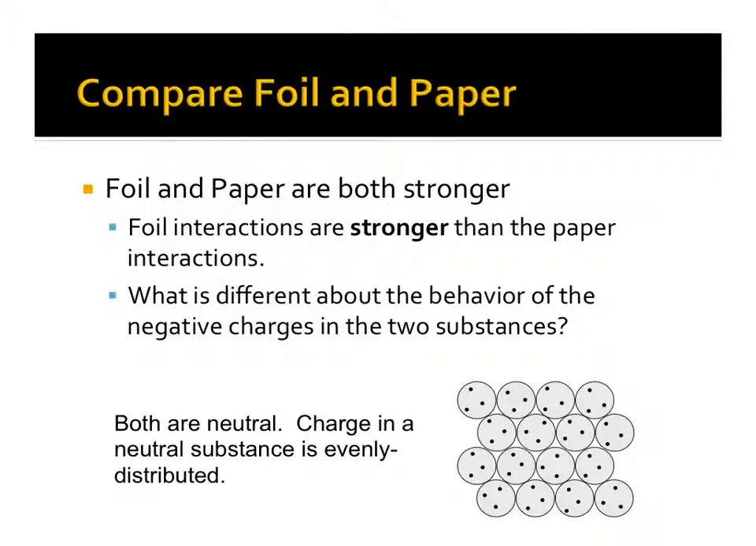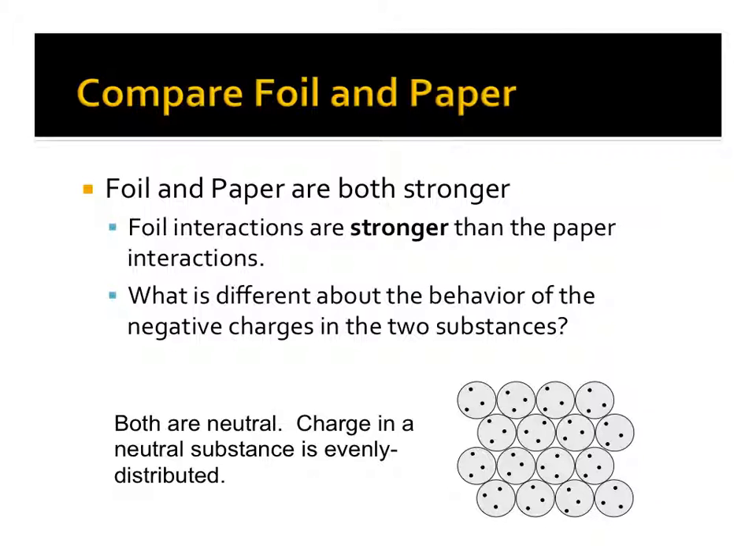So knowing the charges of the atoms is great, but sometimes it's better to understand what is going on with those atoms inside a whole substance. We're going to look at foil and paper. Foil and paper have interactions with charged things because even if they're neutral, they're going to have an attraction to anything that is charged. The foil tends to react stronger than our paper does, and we want to understand this difference.